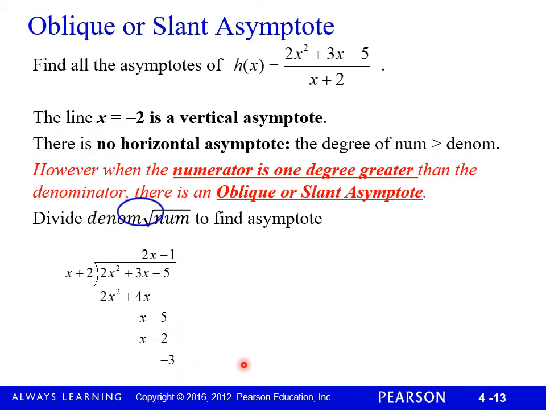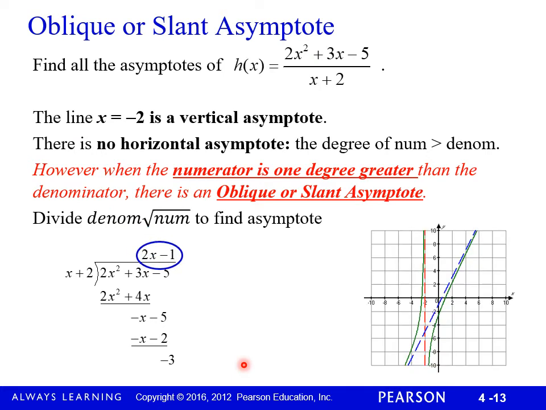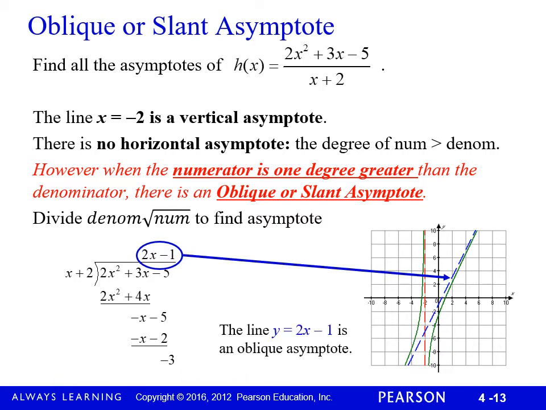This 2x minus 1, if we graph the line y equals 2x minus 1, then this will actually be our slant or oblique asymptote. Okay? And you can see that there in blue. When the degree of the numerator is 1 greater than the denominator, you need to divide the denominator into the numerator to find the slant or oblique asymptote.